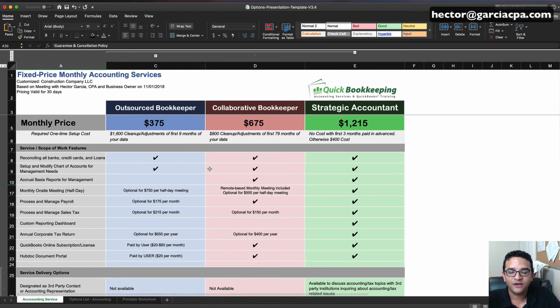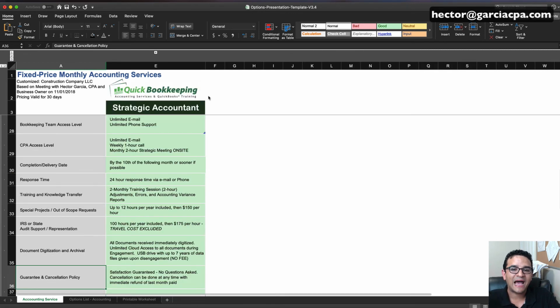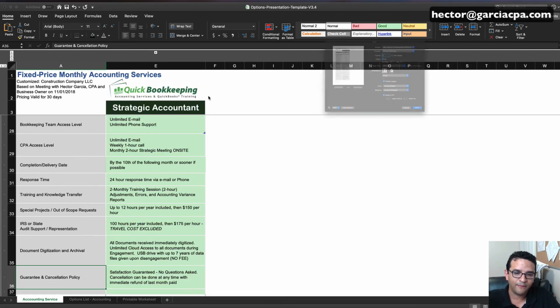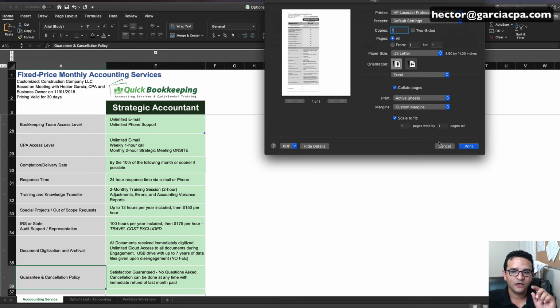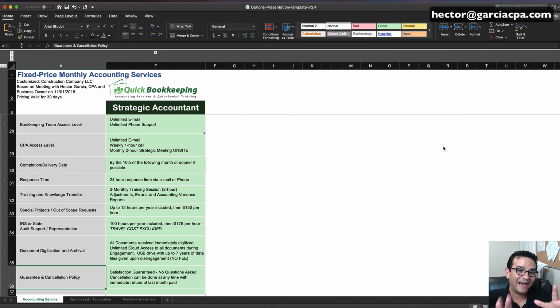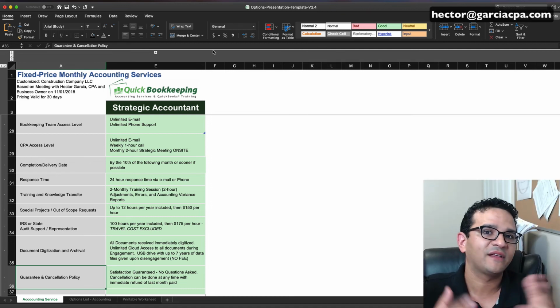Then at the end, you're going to take this spreadsheet. You can print it in two ways. You can print just the highest option by itself. And when I print, that will show up in one page. You always want to offer the highest option by itself, so it creates an anchor. And this is going to include all the stuff the client wants, right?